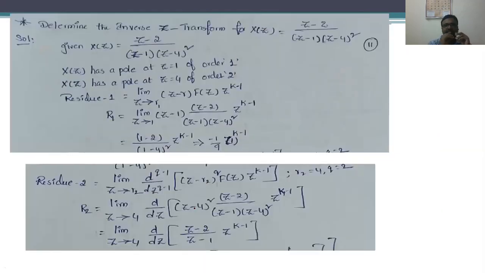So in a similar fashion, we are going to solve the inverse Z transform for repeated poles using the residue method. So this is the equation. Determine the inverse Z transform for the function (z minus 1) divided by (z minus 2) divided by (z minus 1) into (z minus 4) whole square. And we have two different poles, at z is equal to 1 and z is equal to 4. That means two different residues have to be taken.